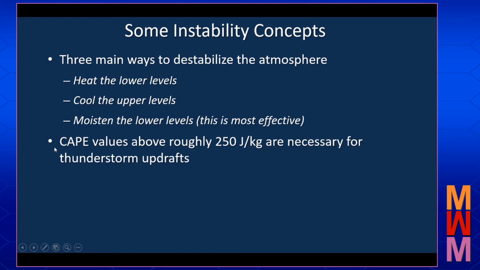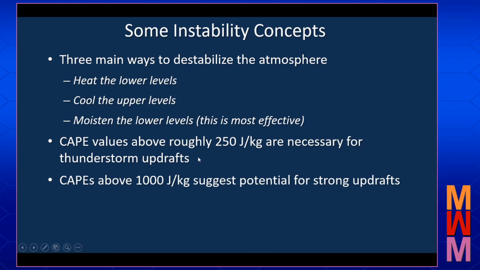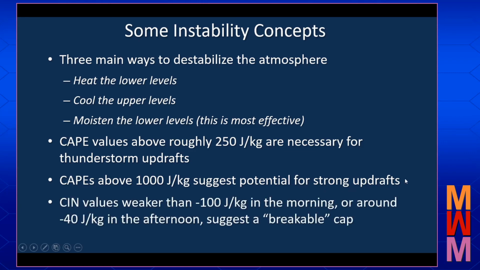So as far as CAPE values themselves, if we have CAPE values that are roughly above about 250, that seems to be kind of a threshold for any sort of a thunderstorm updraft. If we have CAPE values that are above 1,000, that seems to suggest an environment that's favorable for strong updrafts to occur, maybe a more favorable environment for strong or severe thunderstorms to form.